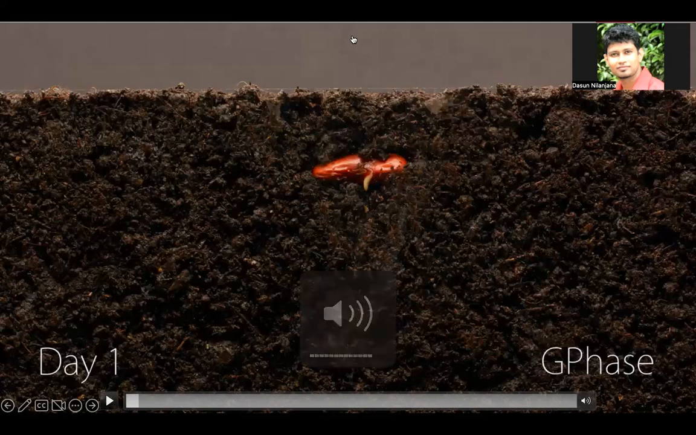Understand the question again. Each hour, if you take one picture, after 10 days how many pictures do we have? After 10 days, how many pictures are with us? Every hour you are taking a picture. Yes?